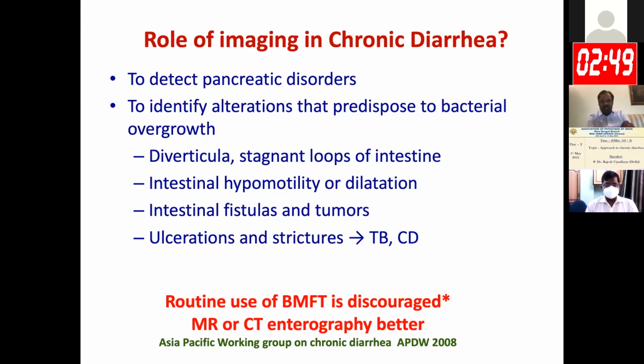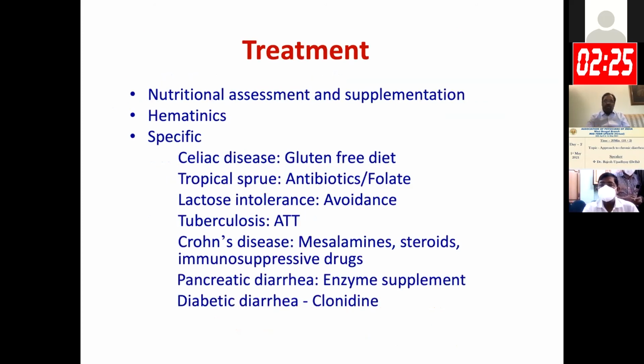So, the imaging, as I mentioned, is really for pancreatic disorders or to identify conditions where bacterial overgrowth occurs. For example, if you're suspecting diverticula, stagnant loops of intestine, hypomotility of the intestine, those with intestinal fistulas or tumors, or those with ulcers and strictures. So, imaging becomes important there.